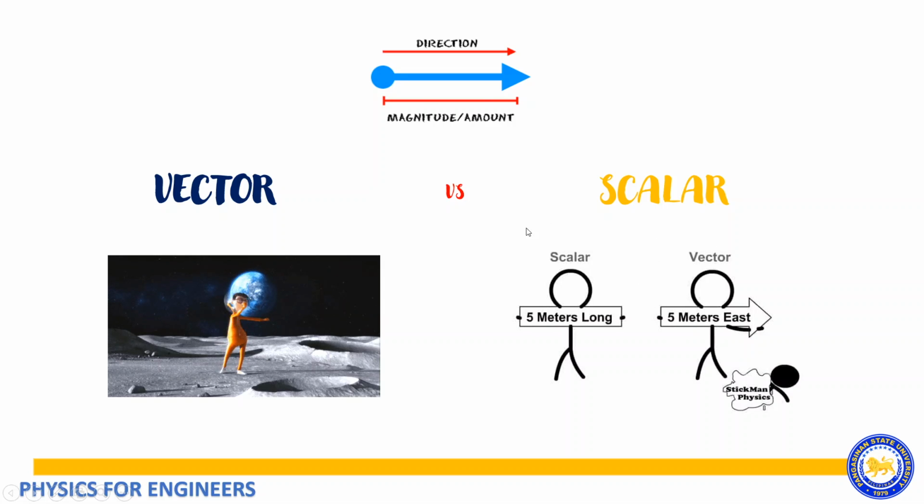Okay? So, katulad ng scalar dito, example, 5 meters long. Pero yung vector natin is 5 meters east. Okay? It only talks about how long is the distance. Pero ito, it talks about how long is the distance and in what direction. Okay, so 5 meters going to the east. So, yun ang difference ng vector and scalar.